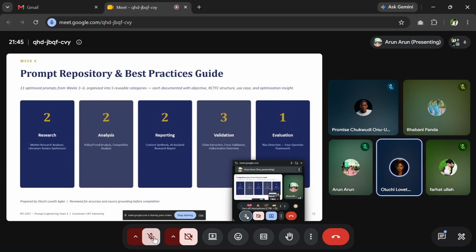Yeah, yeah. Week 4, we worked on the prompt repository. When you talk about a prompt repository, it is a collection of prompts, a well-organized prompt collection. So in week 4, we were able to create organized and usable prompts. Under the research, we created 2 usable prompts, analysis and reporting, and so on. The next slide.